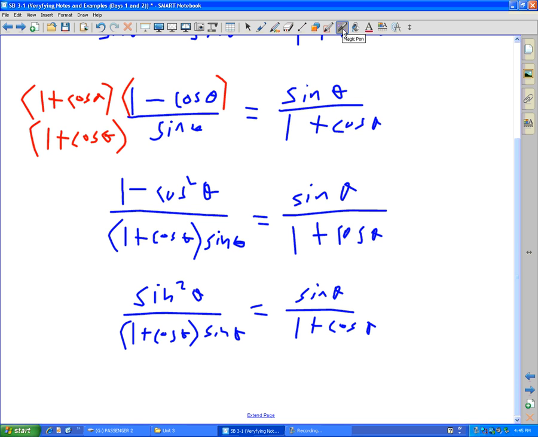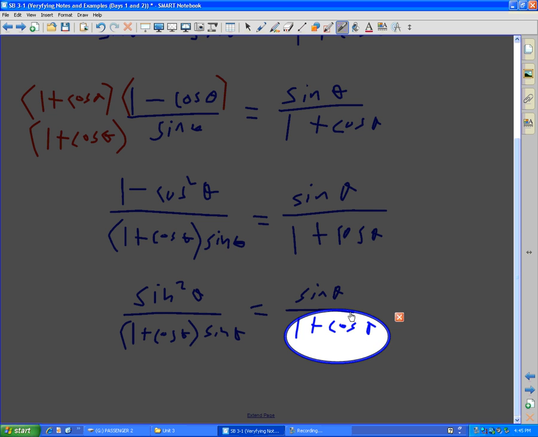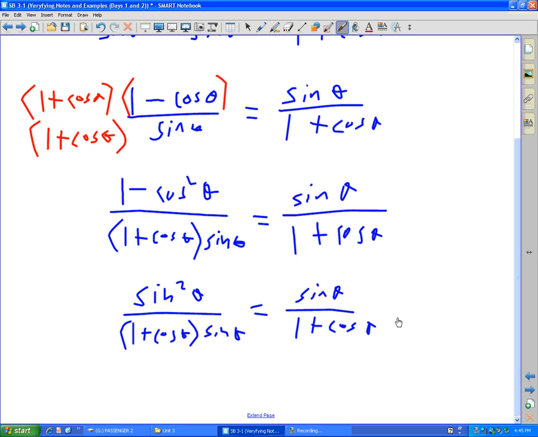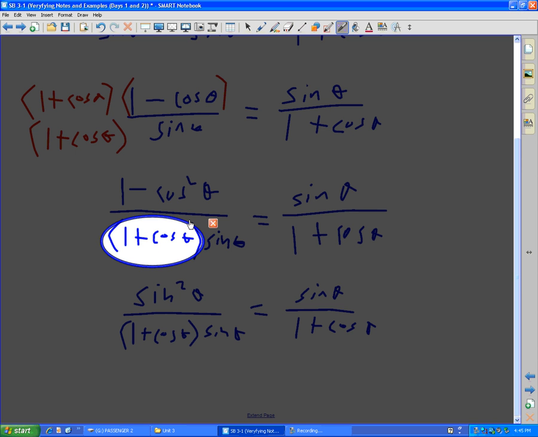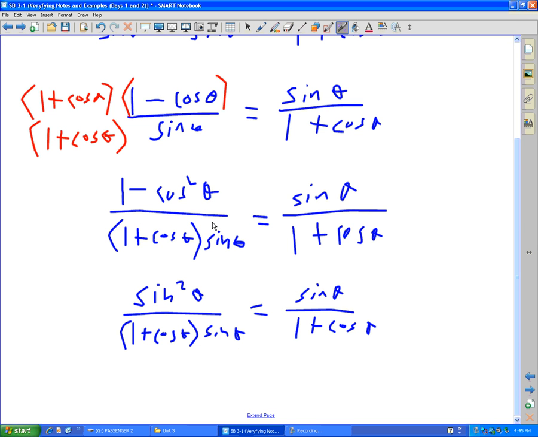Okay, the first reason is because look what we want to end up with on the bottom. 1 plus cosine. What did I just multiply by? 1 plus cosine. I don't want to mess that up. I just got something that I want to get. I don't want to distribute through and get sine plus cosine sine, which is something I don't want. But the other big reason is what you see right here.